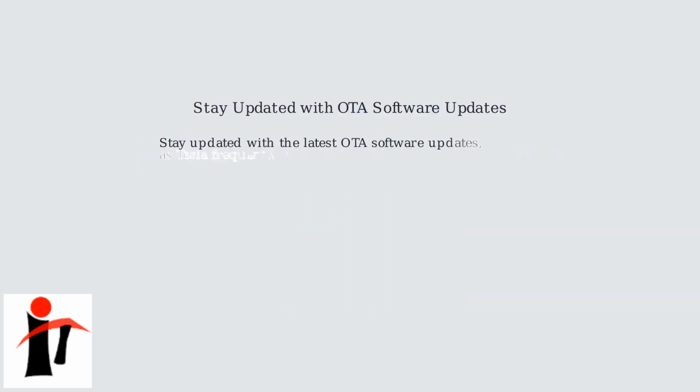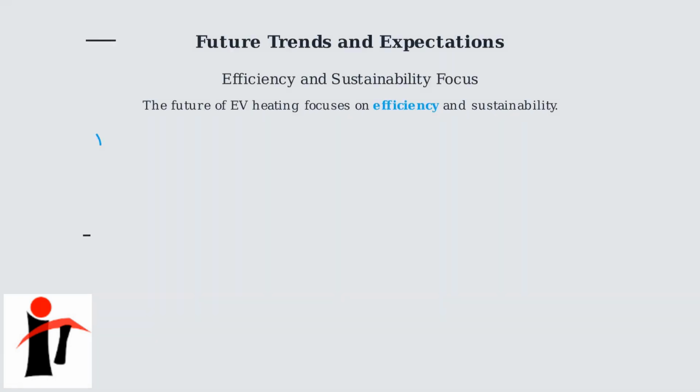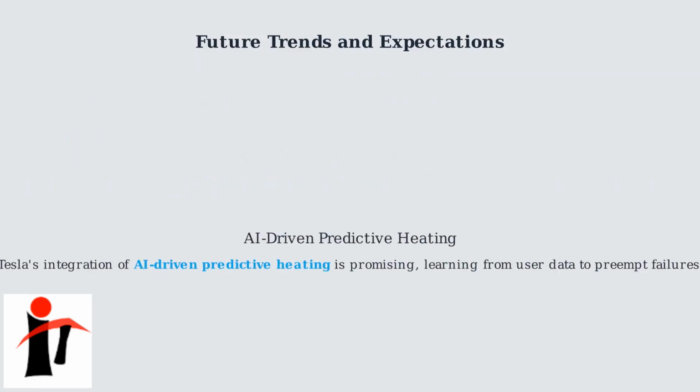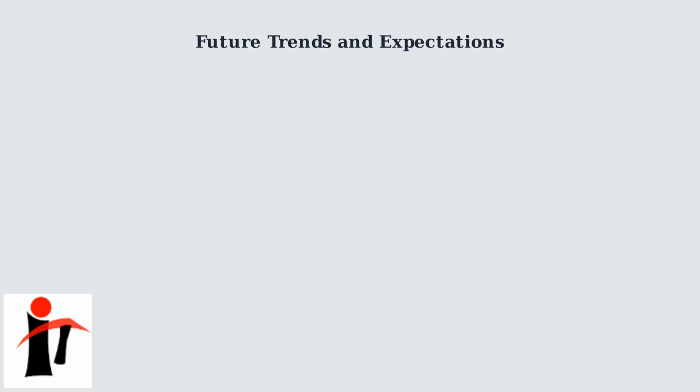Stay updated with the latest OTA software updates, as Tesla frequently releases fixes for climate control glitches. For example, the 2024 V12 software update introduced adaptive heating algorithms which optimize energy use. The future of EV heating focuses on efficiency and sustainability. Trends point to widespread adoption of solid-state heating elements and better battery insulation in newer Model 3 refreshes. Tesla's integration of AI-driven predictive heating is also promising, learning from user data to preempt failures.